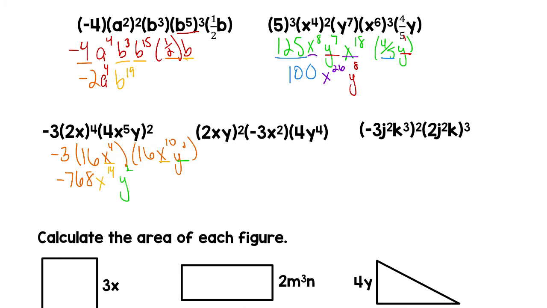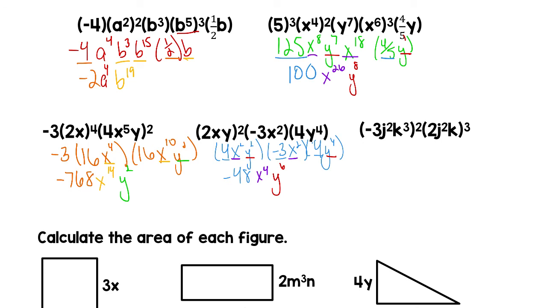Middle one, go. 2xy squared, that's 4x squared y squared minus 3x squared times 4y to the 4th. 4 times -3 times 4, that's 16 times -3, that's -48. And then the x's. There we go. x squared is x to the fourth. And then y squared, y to the fourth is y to the sixth.